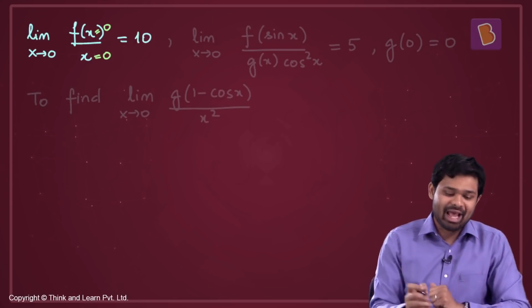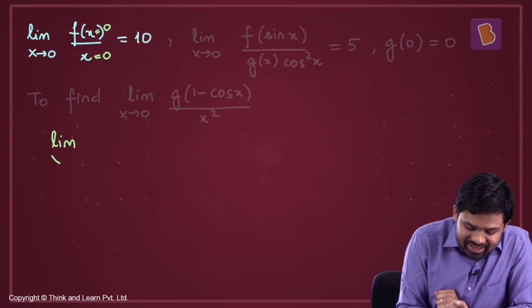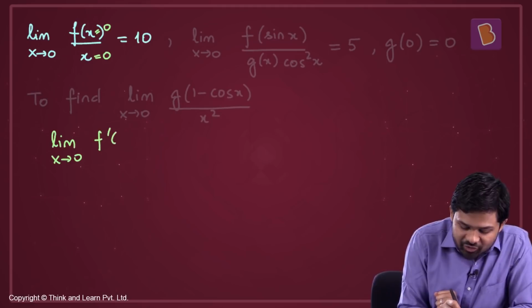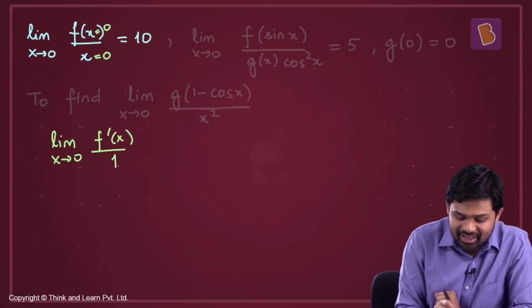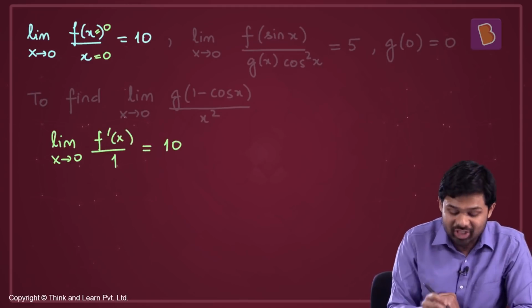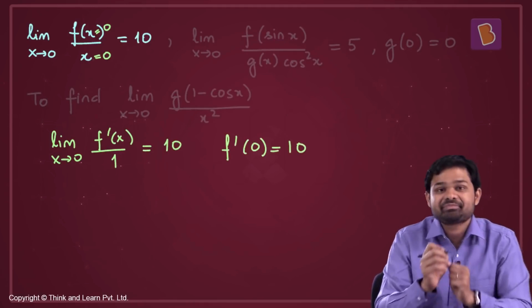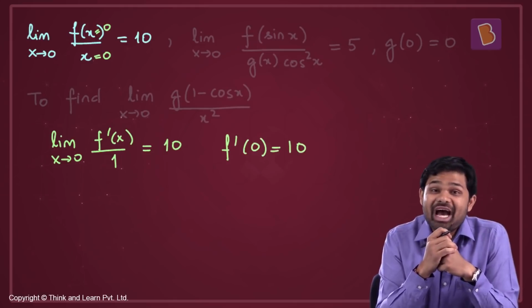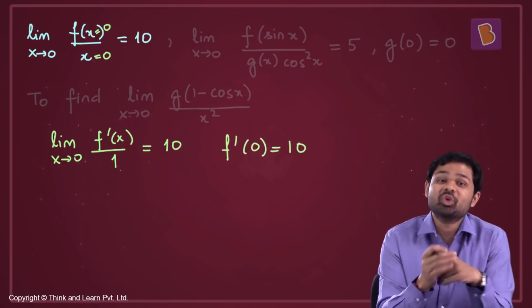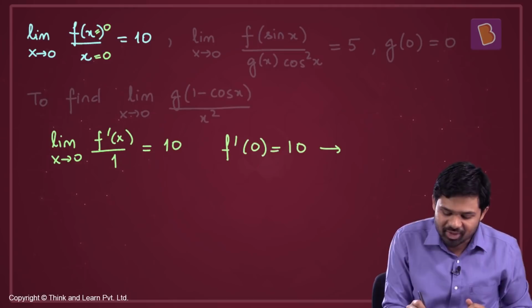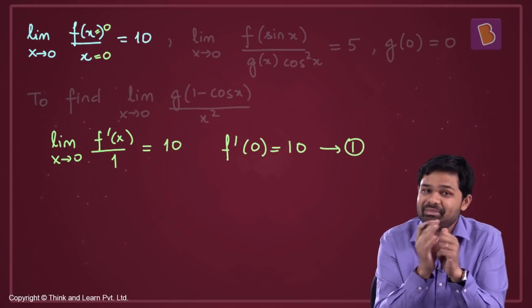So that can be rewritten as limit of x tends to 0 of f dash of x divided by 1, and this we know is equal to 10. So that means f dash of 0 is 10. Correct? So I have got f dash of 0 to be equal to 10. So this is one piece of information that I am going to keep.